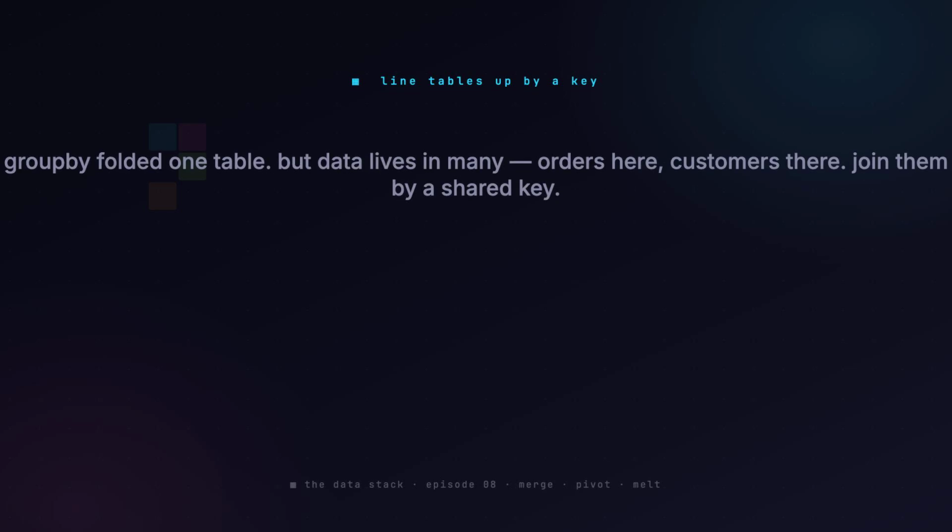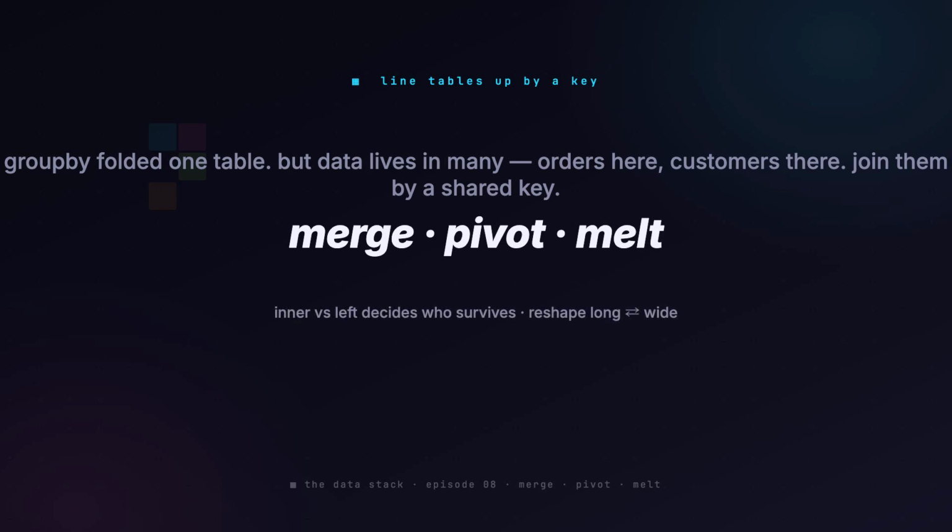Last episode, you split, applied, and combined one table with GroupBy, but your data almost never lives in one table. Orders here, customers there. To learn from it, you have to line tables up by a shared key. That's a join. Pick the wrong kind and rows quietly vanish or quietly multiply. Let's make the choice deliberate.